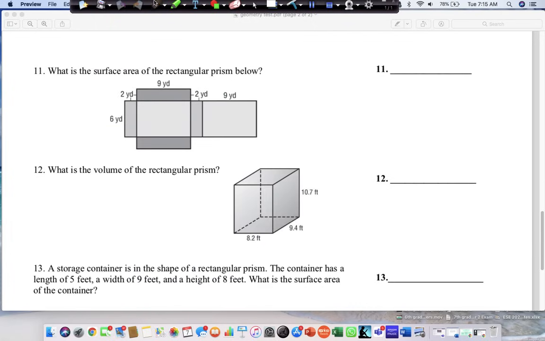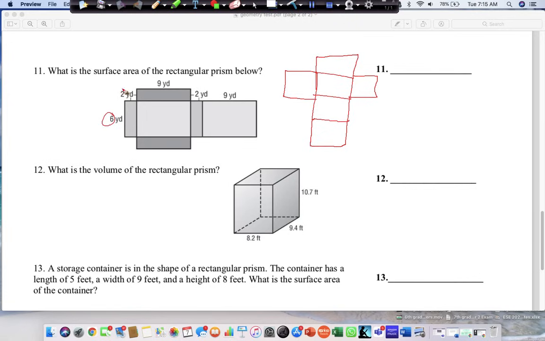Okay, number 11 is asking for the surface area. You guys saw it when I was teaching it, right side up like this. This is how I taught surface area of rectangular prisms. It looked something like this. I know that was a little floppy, but it was across just like this. 4 rectangles down the middle and 1 on either side.